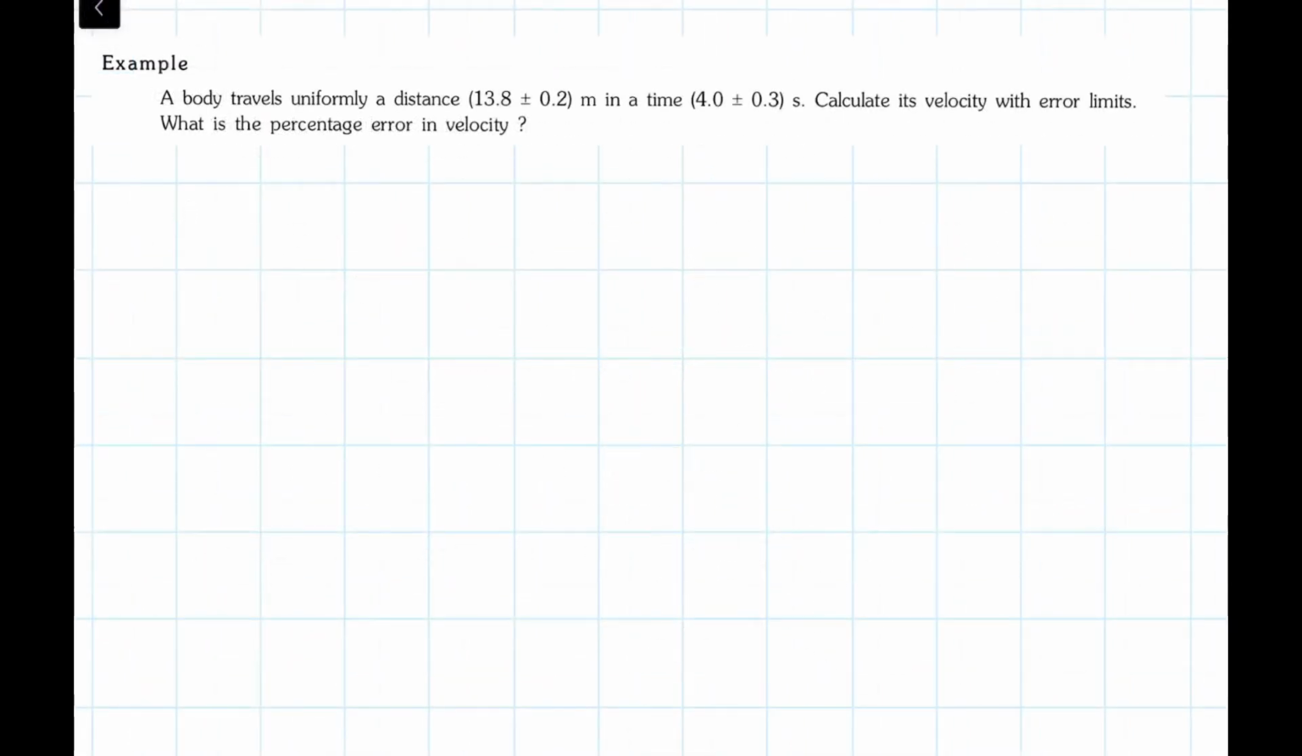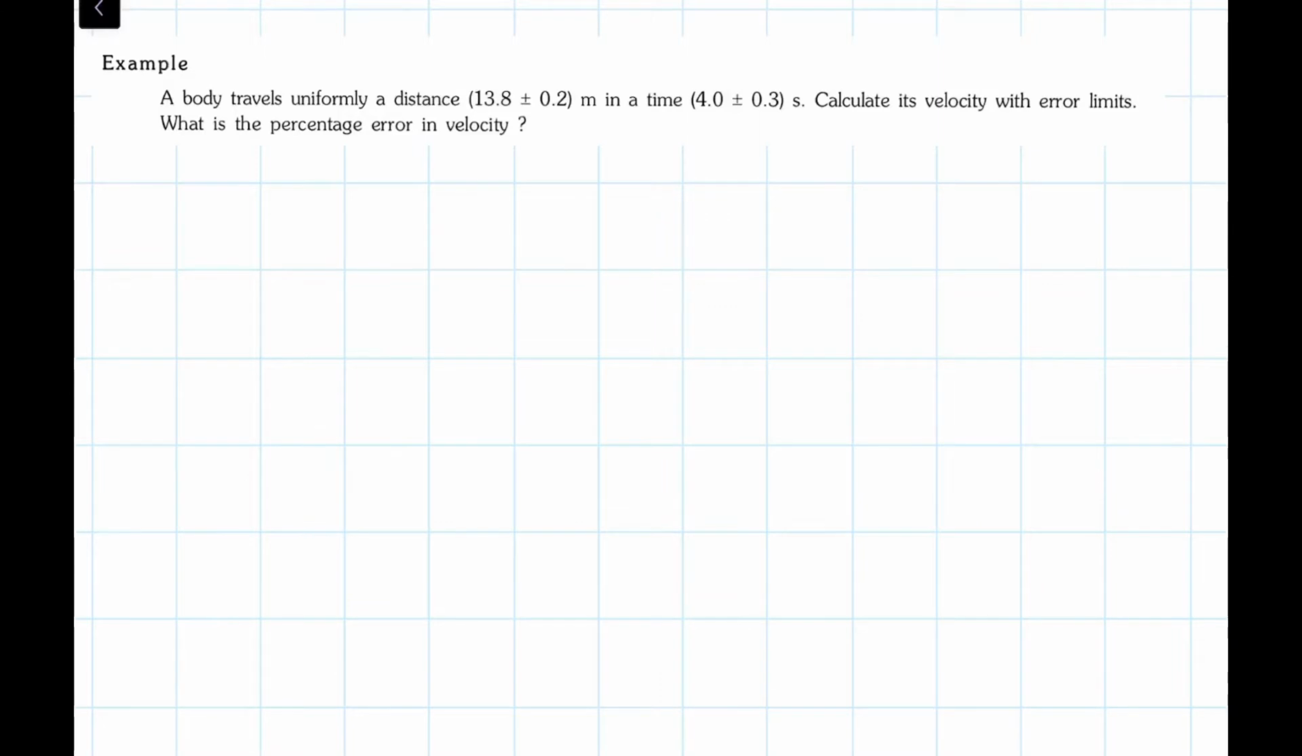Next question is, a body travels uniformly a distance 13.8 plus or minus 0.2 meter. Okay, there is an error in the distance. In a time 4.0 plus or minus 0.3 seconds, there is an error in time too. We have to calculate the velocity with error limits, and what is the percentage error in velocity? So that's what we have to calculate: the percentage error in velocity as well as the velocity itself within error limits.